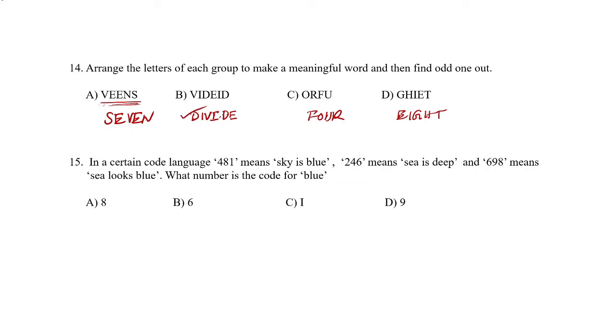15th question. In a certain code language, 481 means sky is blue. 246 means sea is deep. 698 means sea looks blue. What is the code for blue? Where is blue? In the first one and in the third one there is the word blue. Now compare the first one and the third one. 481 and 698. What is common in these two? 8 is common. So the code for blue is 8. 16th one. Identify the pair which does not exhibit the same relationship as the capitalized pair.